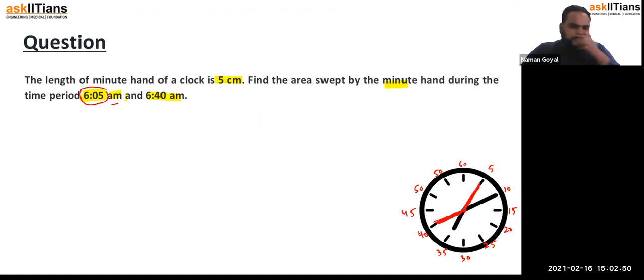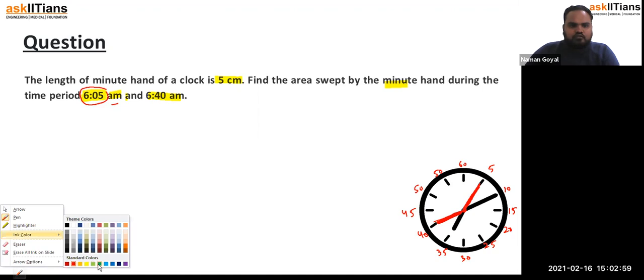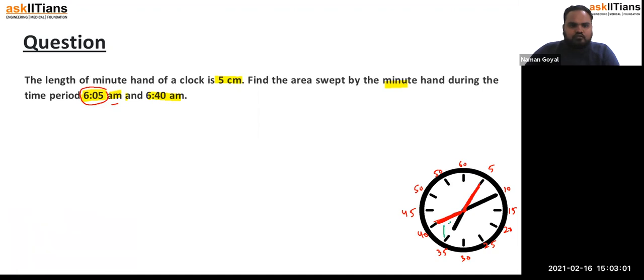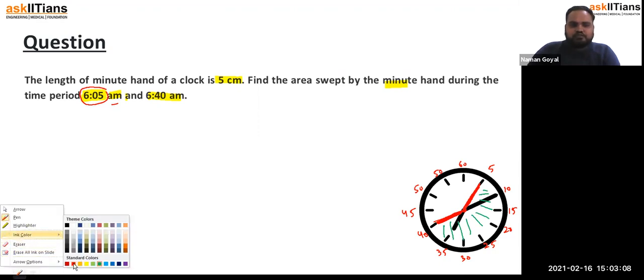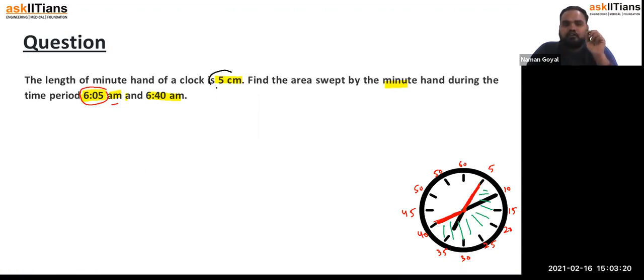So the area covered by that minute hand is this area, right? But first of all, we have to check how many minutes, because for the area we want two things. One is the angle and second is the radius. We have the radius, but we don't have the angle. So first we have to find out the angle.